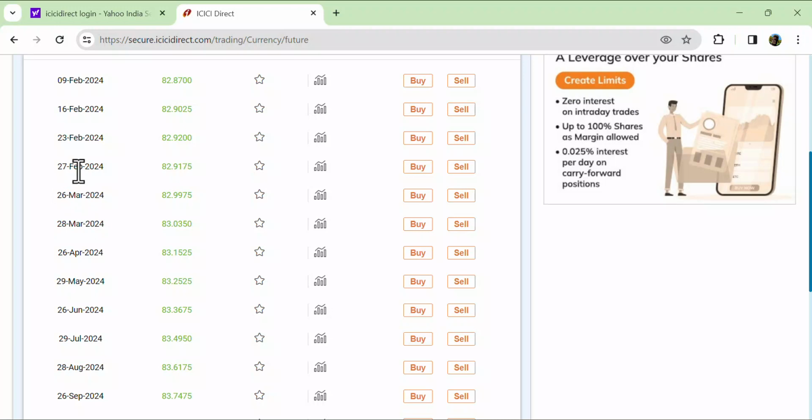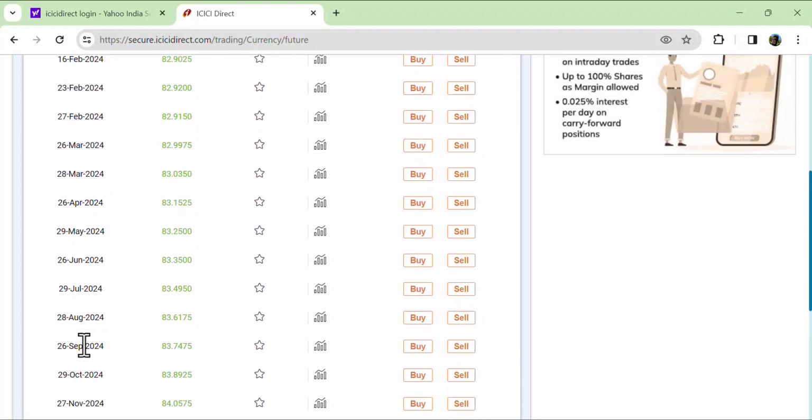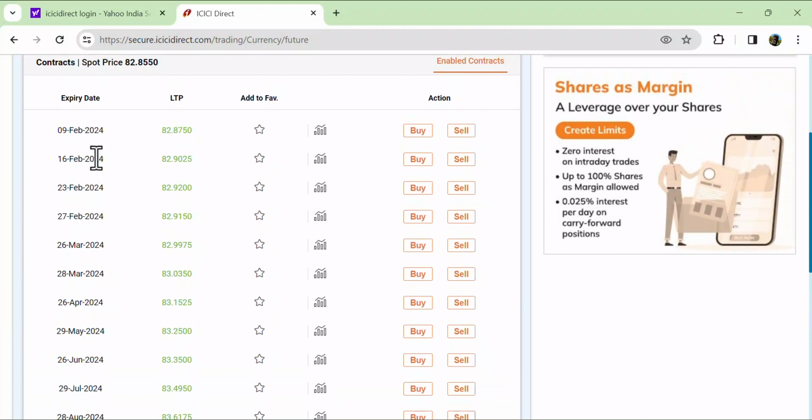Fine. So I'll look into this. I can book for March, I can book for April, I can book for May, June, July, August, September, October, November, December. So there are 12 monthly contracts, and in between, for the first few months, there are weekly contracts also. Just ignore the weekly contracts and look at the monthly contracts. So 9 February is a weekly contract.